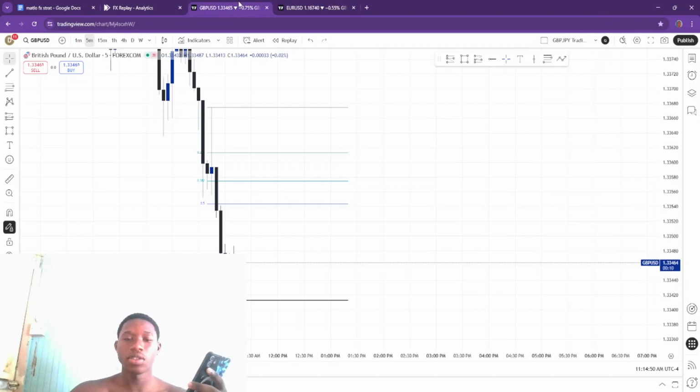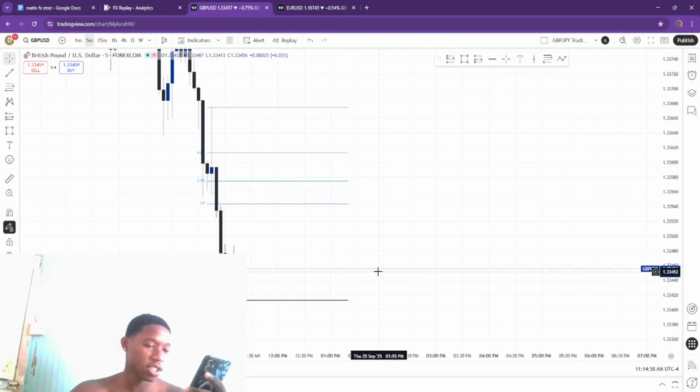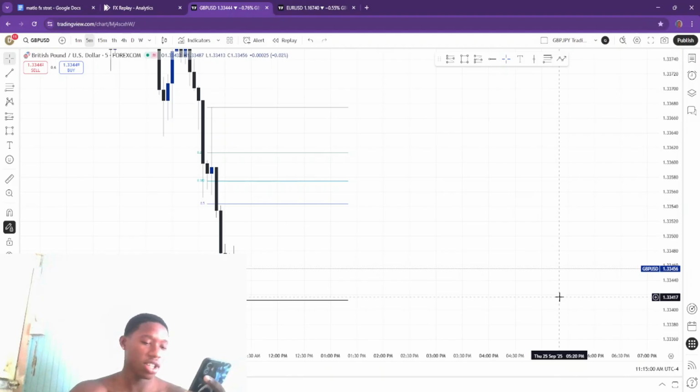Euro USD is not a trade. Literally have 10 seconds to close. As we can see, both FVGs were left untouched, unblemished.